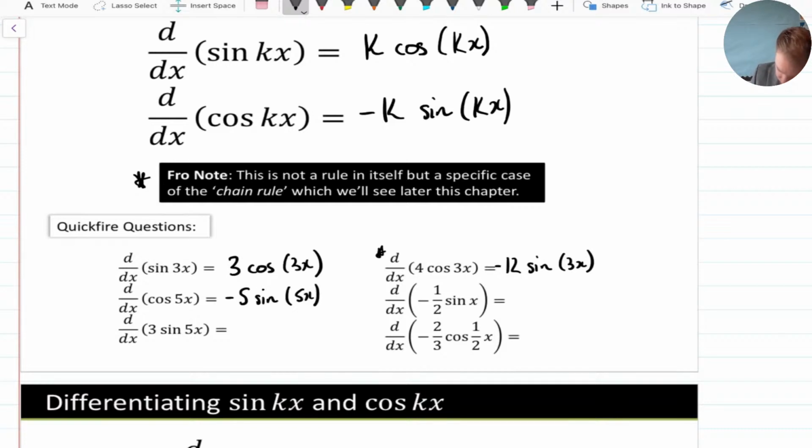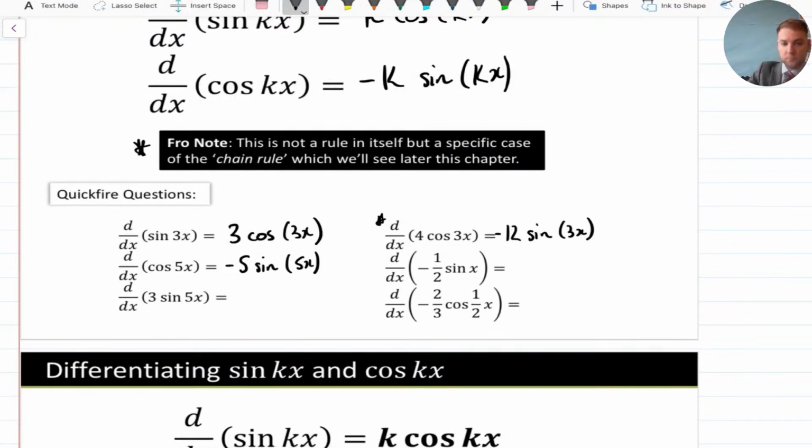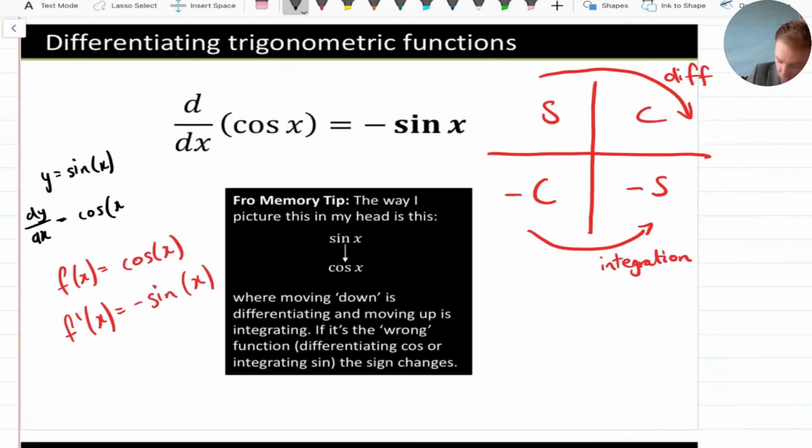I'll do one of these harder ones. I'll do this one here. With this one on the bottom right, you can see that although you've got the coefficient, you've also got minus cos there. It's minus cos of a half x. Well, minus cos differentiates to positive sine.